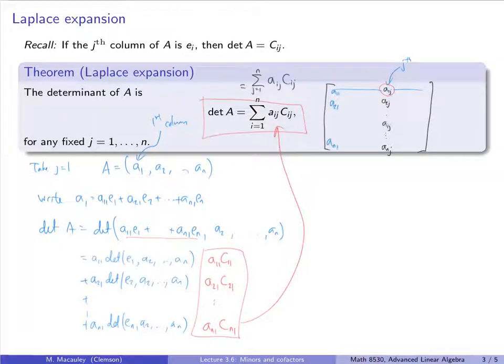And hopefully you can see why there's really nothing special about me using j equals 1 here. The same proof is going to hold. You just stick it in the jth entry instead of the first entry. And I'll let you check that on your own time.